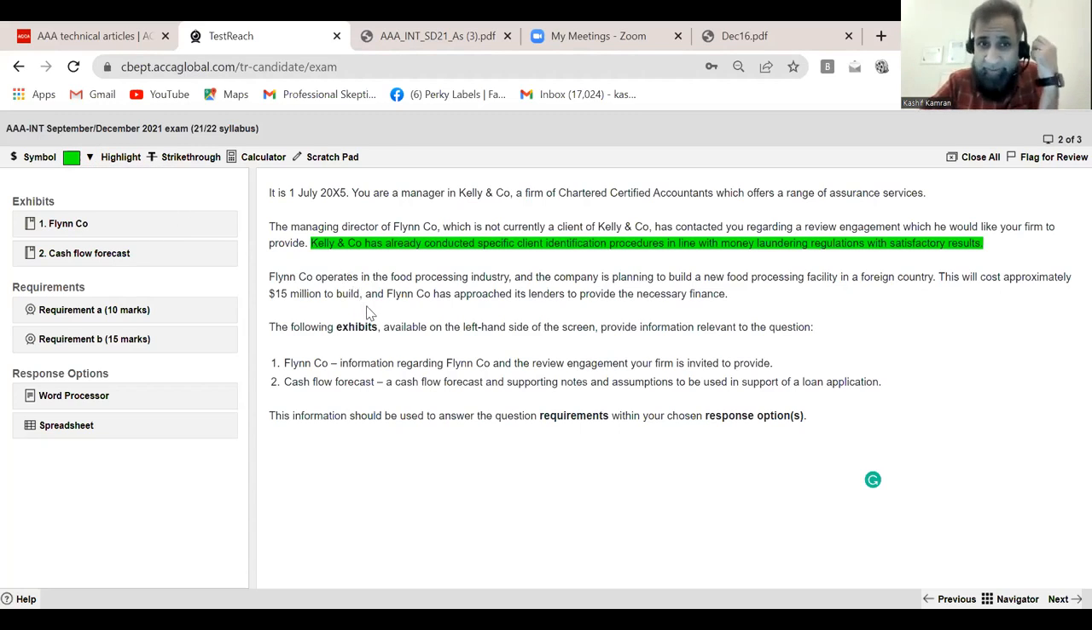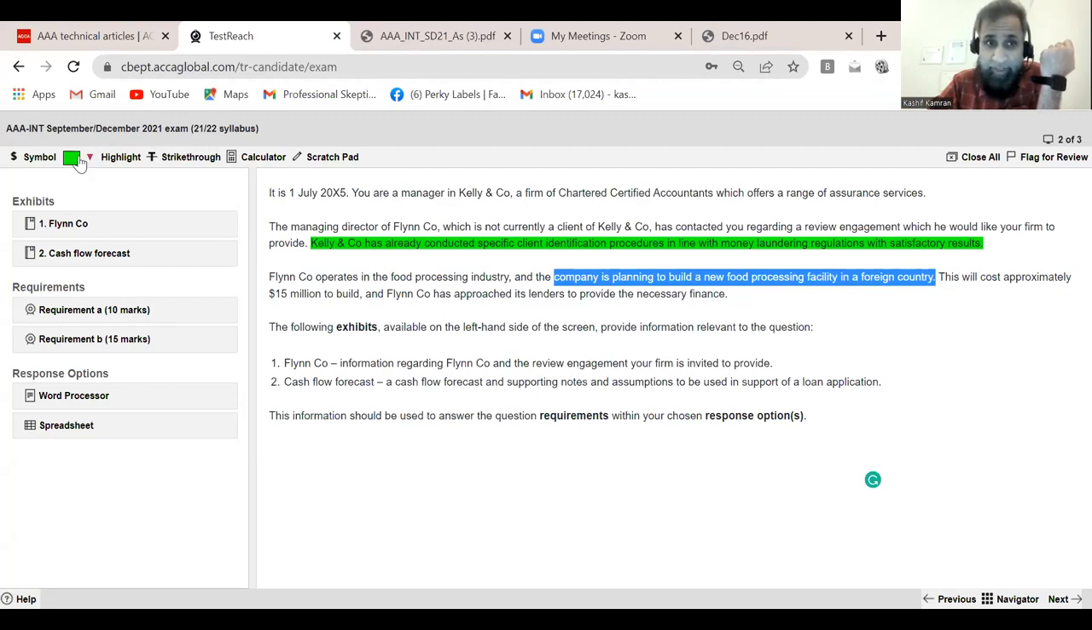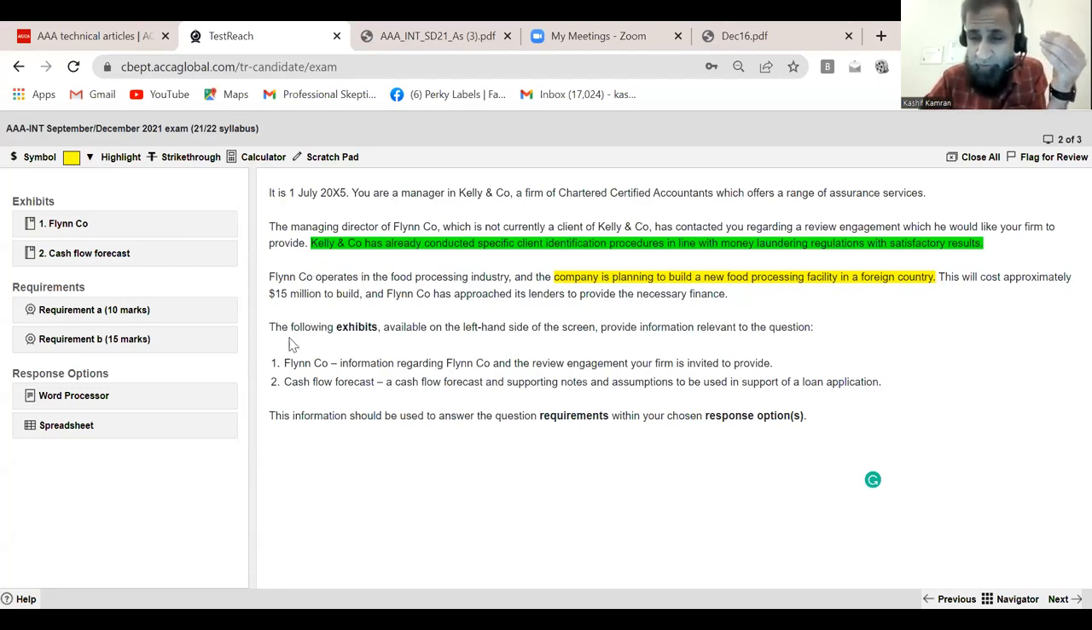Flynn Company operates in the food processing industry, and the company is planning to build a new food processing facility in a foreign country. Okay, the company is planning to build another facility, but not in the local country, rather in a foreign country. And we know whenever a company goes to a foreign country, you have foreign exchange fluctuations, you have foreign exchange gains or losses. And when you go to the new country, you might have inexperience with the laws and regulations. That's just like a thought process.